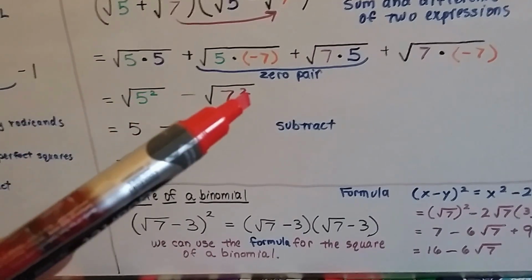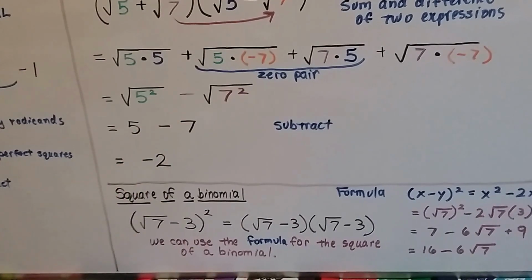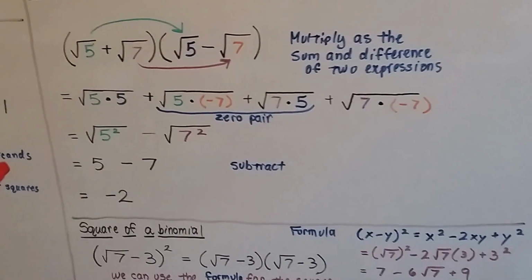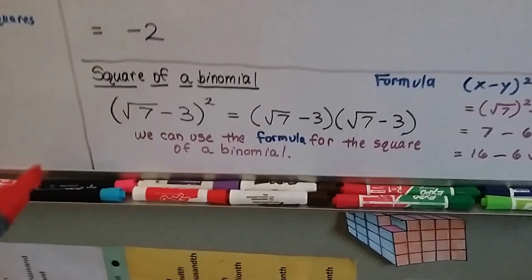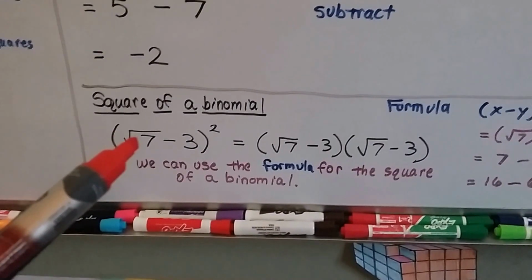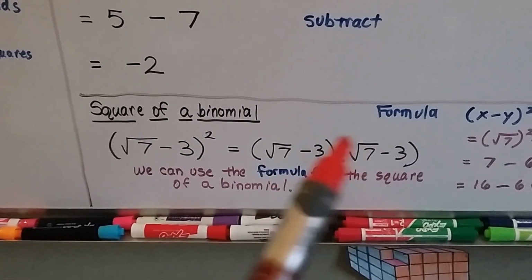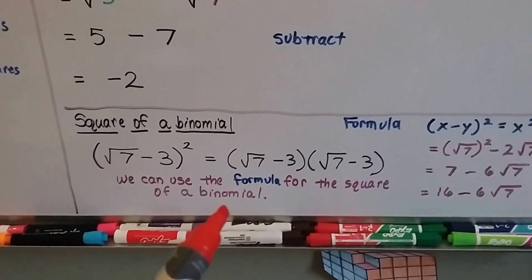Because it's a perfect square, we can take the radical signs off. 5 minus 7 is a negative 2 when we subtract. And we've got our answer. It's a negative 2. Now we can also do the square of a binomial. If we've got the square root of 7 minus 3 squared, we could open it up like this and FOIL it. Or we can use the formula for the square of a binomial.